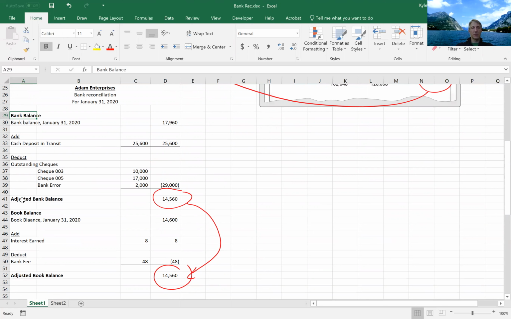So what's the bank balance? What's the book balance? Add, deduct, add, deduct. If an item is already reflected in one value, we have to make an adjustment to the other value.